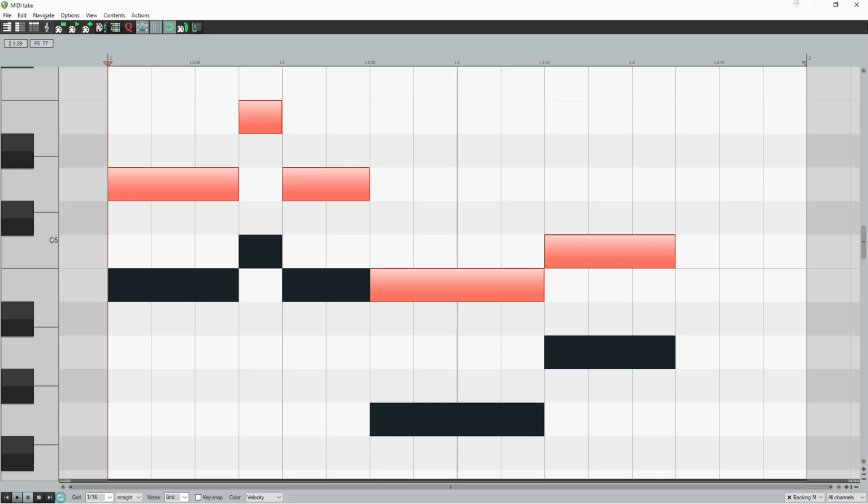Alright, so here's a before and after of our first bar. Have a listen to the massive difference.